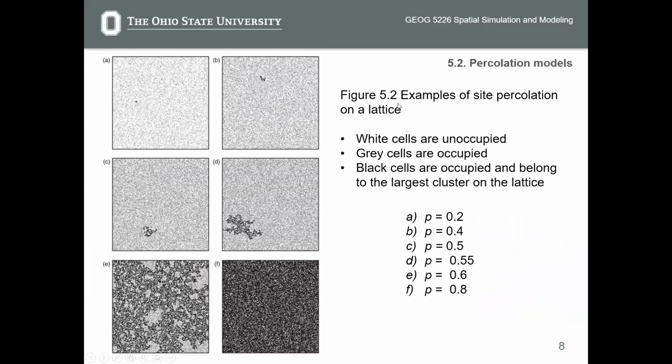So, examples of site percolation on a lattice. We have 6 lattices here. White cells are unoccupied. Gray cells are occupied. We also have black cells, which are occupied and belong to the largest cluster on the lattice. Let's compare them. For figure A, the proportion of occupied cells is only 0.2, 20%. There are many small clusters within this space, but the largest one is here. It's very small, but it is already the largest one in this space when the p-value is 0.2.